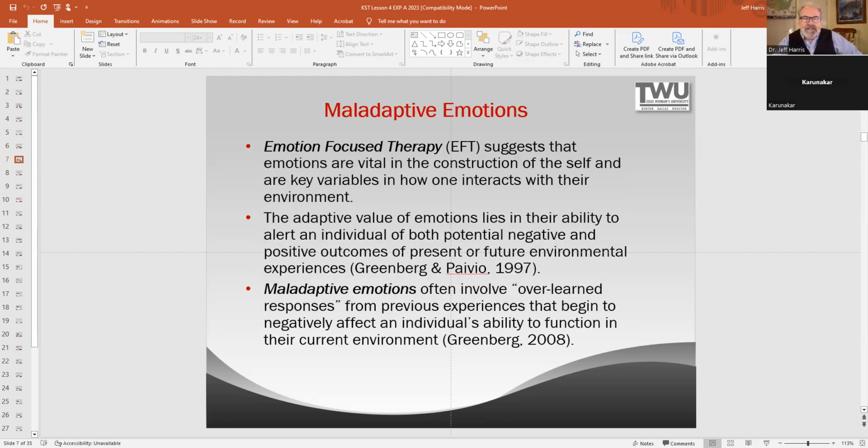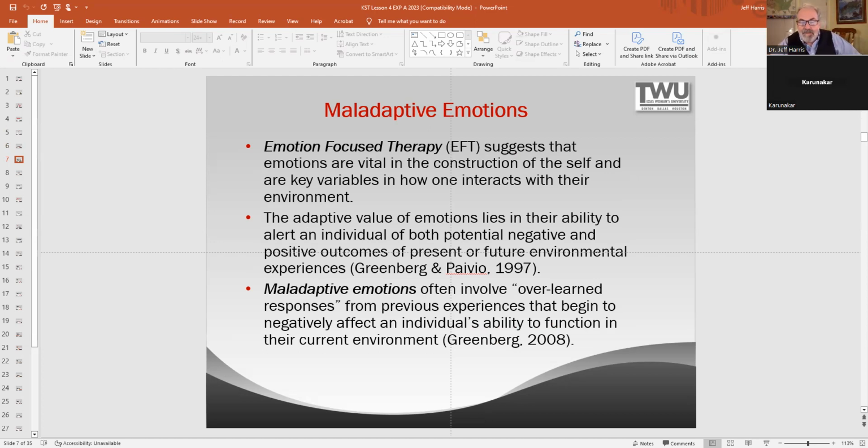So EFT suggests that emotions are vital in the construction of the self and are key variables in how one interacts with their environment. The adaptive value of emotions lies in their ability to alert an individual of both potential negative and positive outcomes of present or future environmental experiences. So they are a signal that you need to pay attention to something.